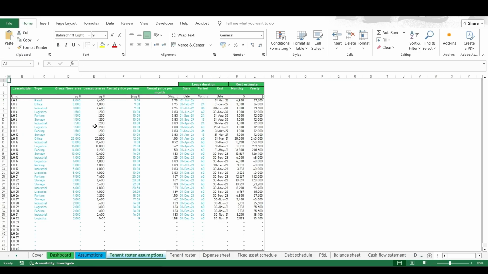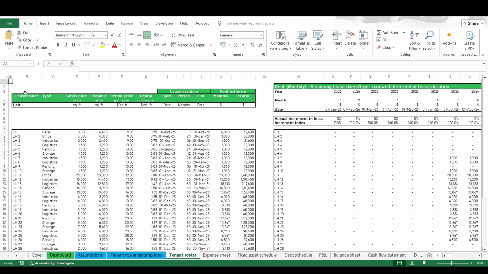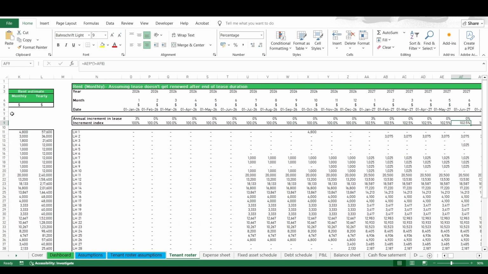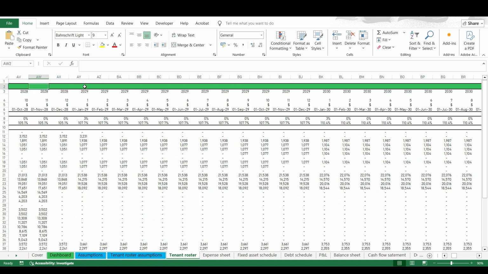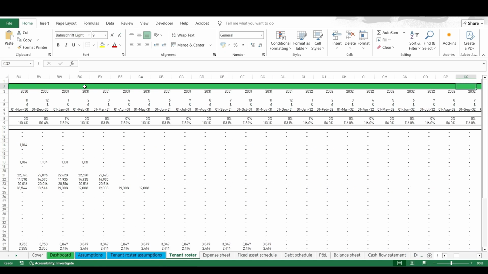So the tenant roster works like this. And then we have the actual calculation of tenant rent. Herein the rent is calculated on a monthly basis. This is an assumption that the lease doesn't get renewed at the end of lease duration. So you'll see the rent will stop coming after some period of time because our initial leases expire.